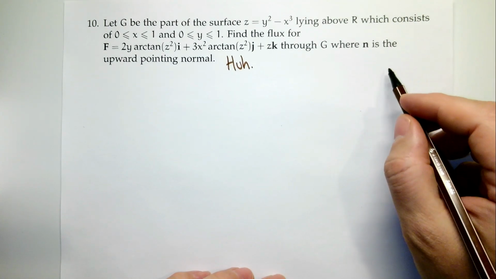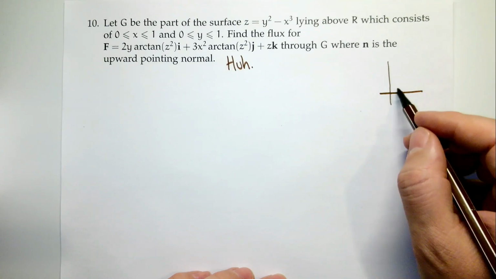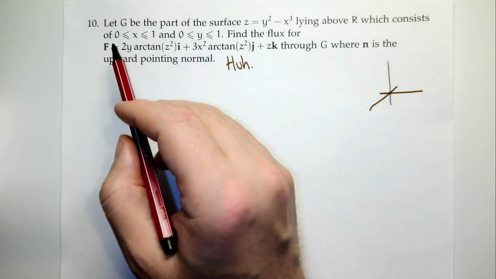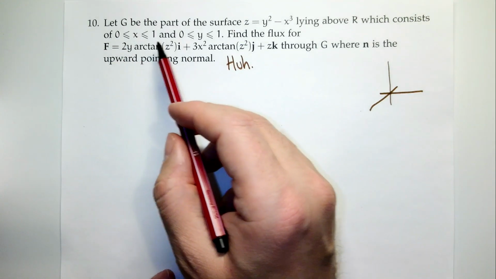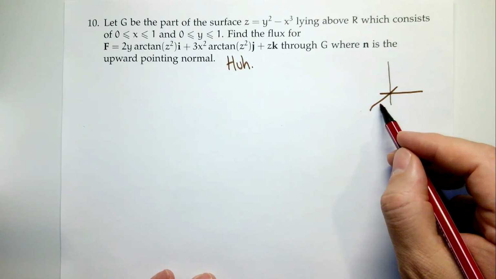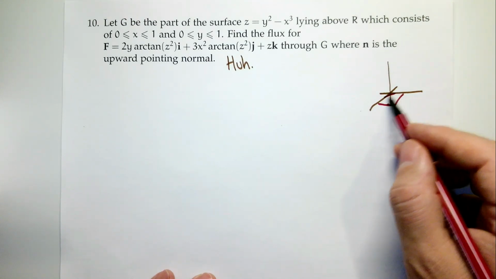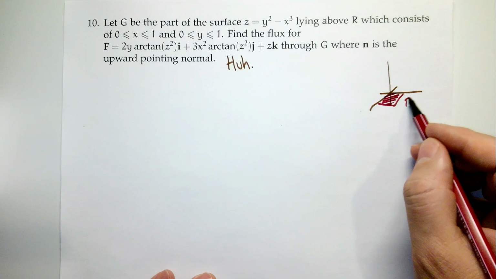So what's happening? I'll draw a very terrible picture, because a terrible picture is just to help us understand what's going on. We have a region in the xy plane. It's actually a really nice region. x goes from 0 to 1, and y goes from 0 to 1. So here's our region in the xy plane. This is our R.